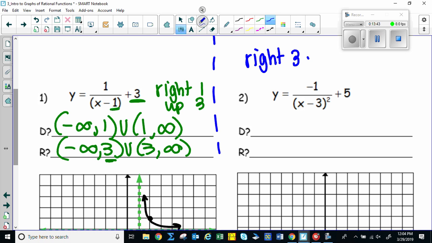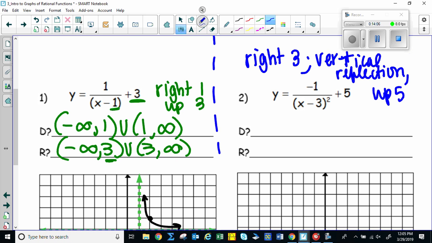Before you can tell me about up, you've got to tell me about that a value. What does that a value tell me to do? Right, I'm going to multiply all the y's by -1, which causes a vertical reflection. So I have a vertical reflection, and then you would tell me, lastly, up 5. Okay, so that's the order. You're going to describe it to me.